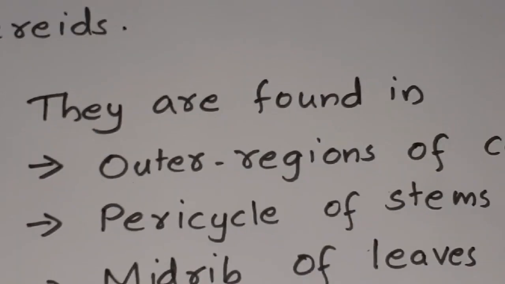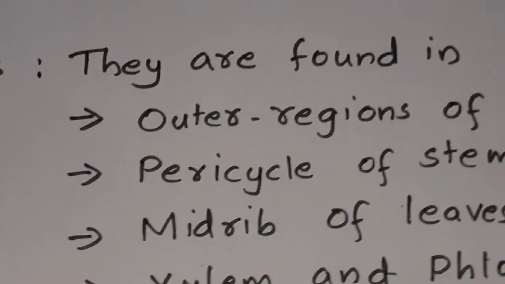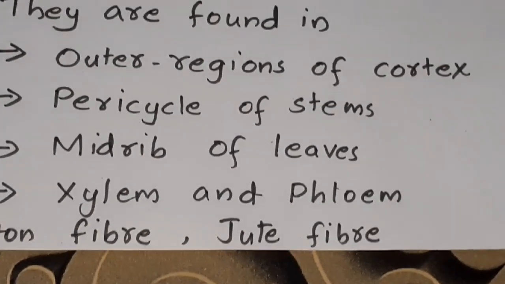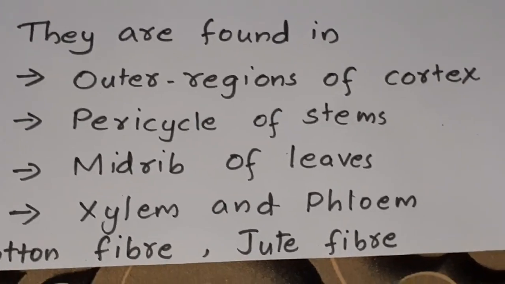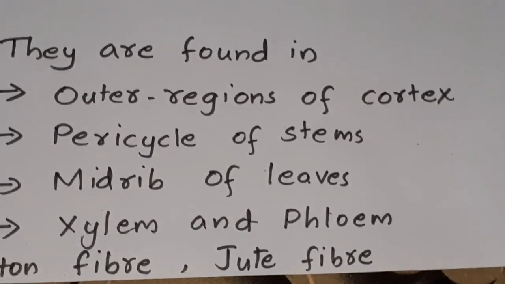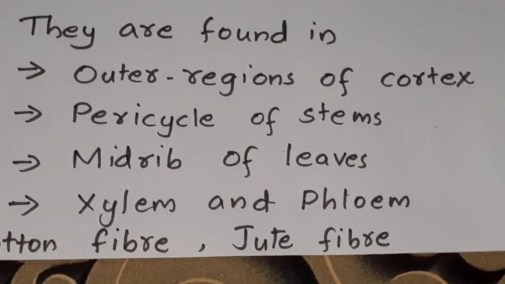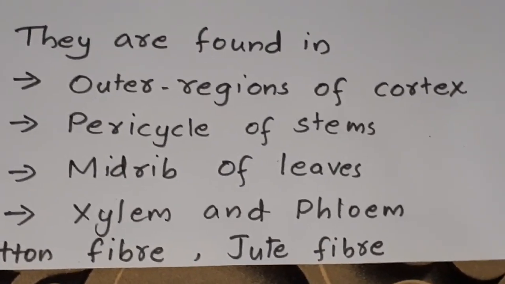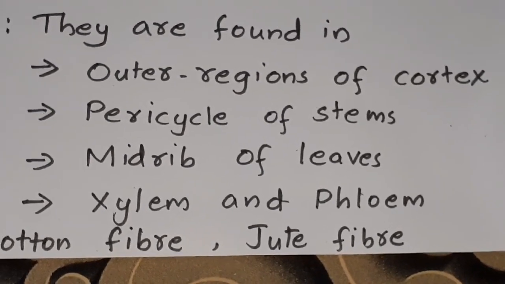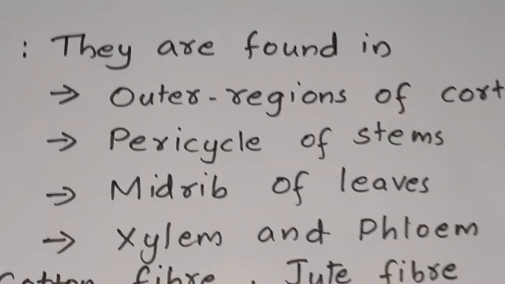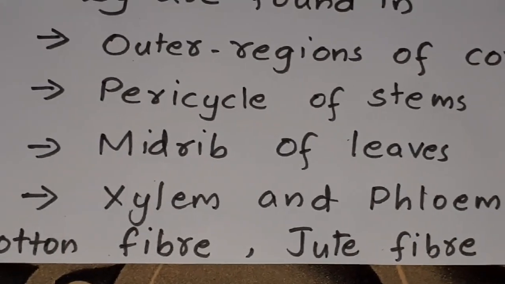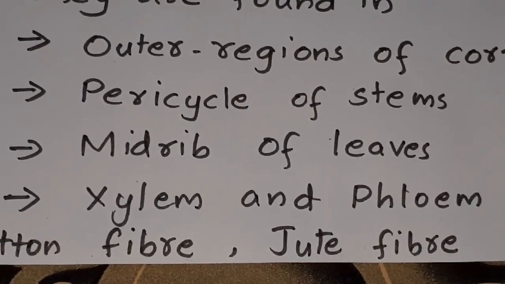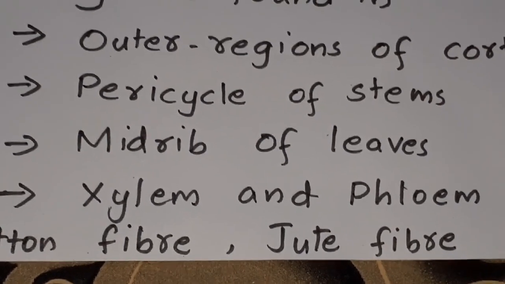The fibers are found in the outer regions of the cortex and pericycle of the stem, the midrib of leaves, and the xylem and phloem. You can find these cells in different places. The first place is the outer region of the cortex. And next is the pericycle of the stem. In the stem, you can see the outer covering, which is called the pericycle.